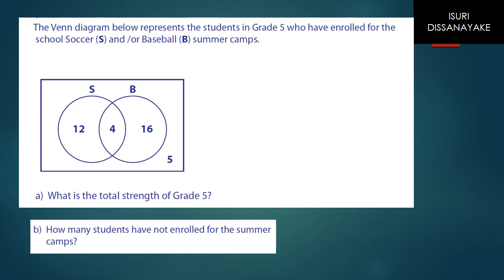Okay, so the part A, what is the total strength of grade 5? So the total strength of grade 5 is this universal set. So this is the total strength. That is 12 plus 4 plus 16 and this 5. So this total strength is 37. How many students have not enrolled for the summer camp? You can see that over here, these students who are within these circles, they have enrolled for baseball or for soccer. But these 5 outside here, they are there in the grade 5, but they have not enrolled for any of these camps. So the answer here is 5. These 5 students have not enrolled for the summer camp.